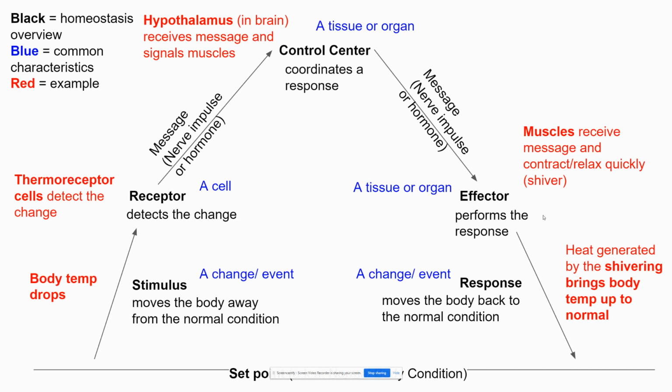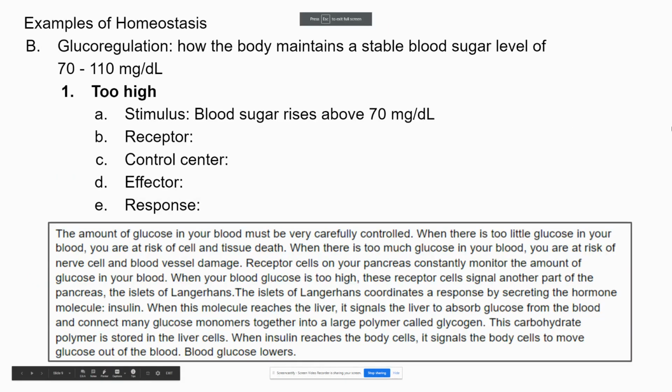So make sure you pause here and write down everything that you need to on your paper. But you can see here the stimulus, that's an action. The receptor, that's a particular cell. The control center is a tissue or organ, in this case the hypothalamus. The effector, another tissue or organ, in this case the muscles. And the response is an action, shivering, that brings the body temperature back to normal. Or you could say contracting and relaxing quickly, which is the more appropriate way to describe what shivering is. Ready to try some on your own?